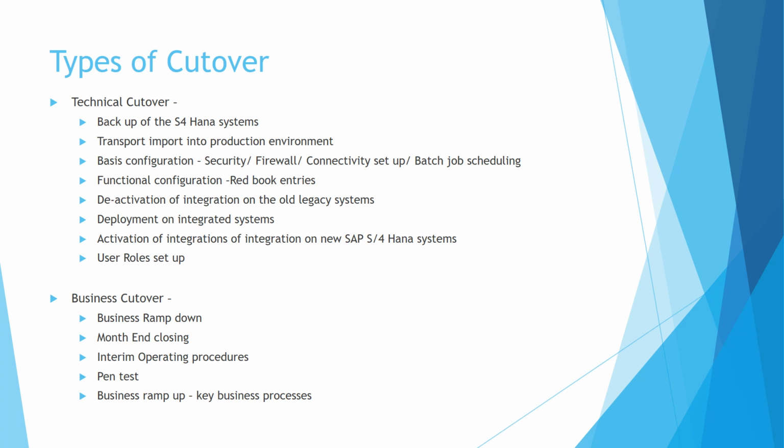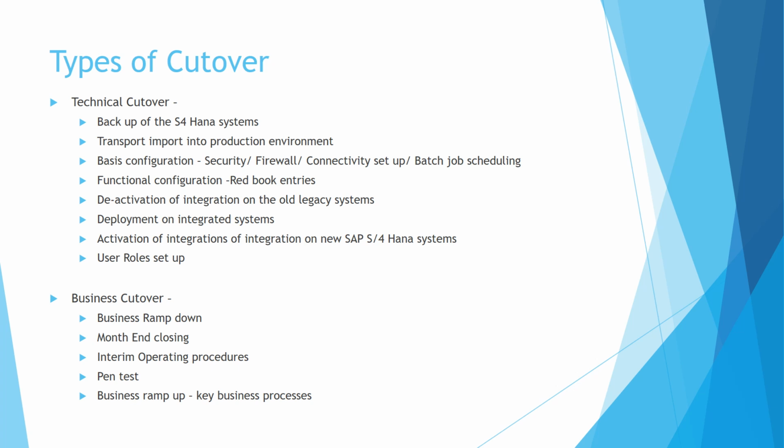The number ranges have to be set up. So there are other activities or configuration which the functional consultant has to perform. We call them red book entries or manual functional configuration. The next activity in technical cutover is deactivation of integration on the old legacy system.